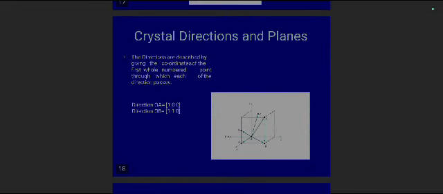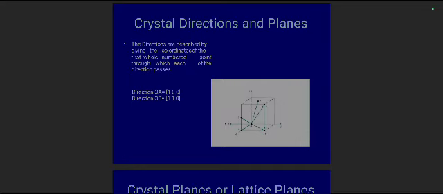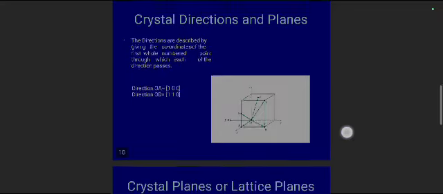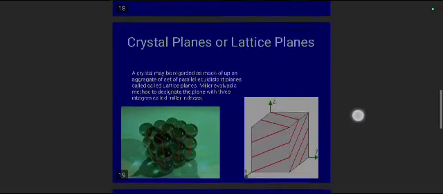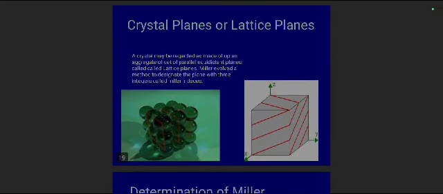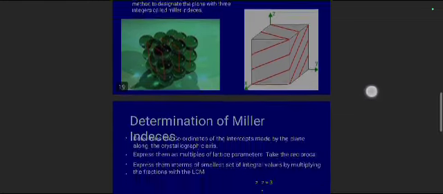Crystal directions and planes. The directions are described by giving the coordinates of the first whole numbered point through which each of the directions passes. Crystal planes or lattice planes. A crystal may be regarded as made up of an aggregate of parallel equidistant planes called lattice planes. Miller evolved a method to designate the plane with three integers called Miller indices.